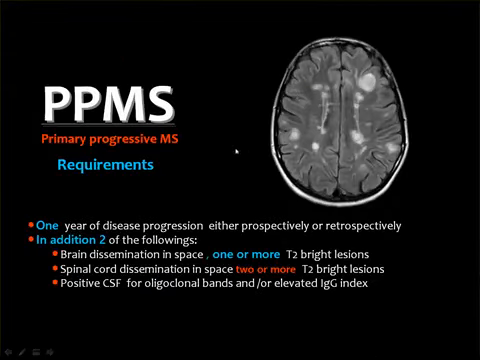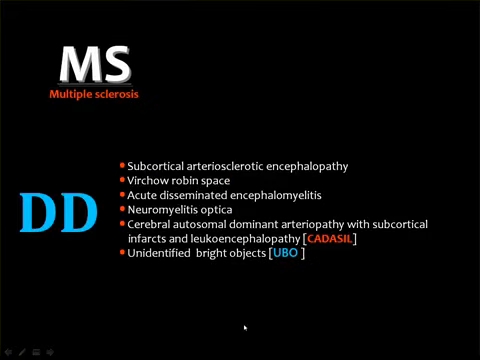Primary progressive MS is a progressive disease which has a rapid course over 1 year. And this will include dissemination in space and the dissemination in time. Then the lesions are similar to those of MS, but the progression of the disease is rapid.